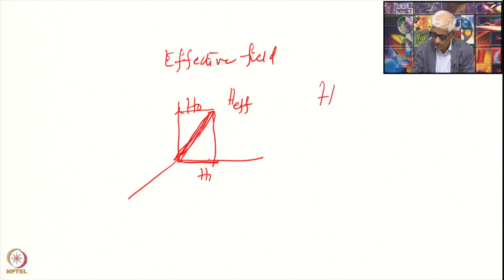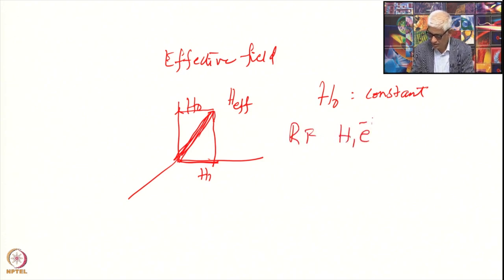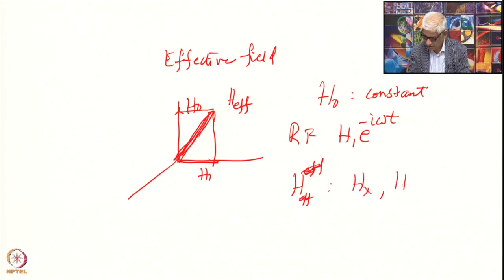Now H0 is constant, and the RF is H1 e to the minus i omega t. This is the time dependent component, the rotating field. Therefore, the H effective also keeps rotating, so it has these components. Let us represent this H effective with three components: Hx, Hy and Hz. Of these, Hz is constant, Hz is equal to H0.